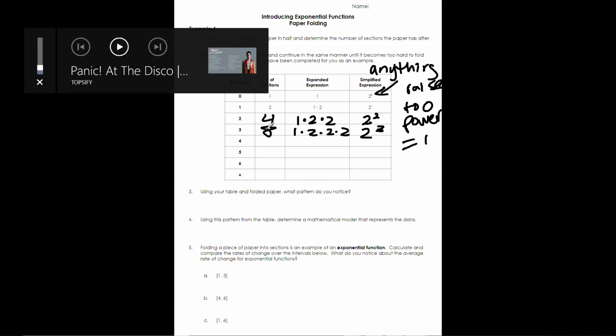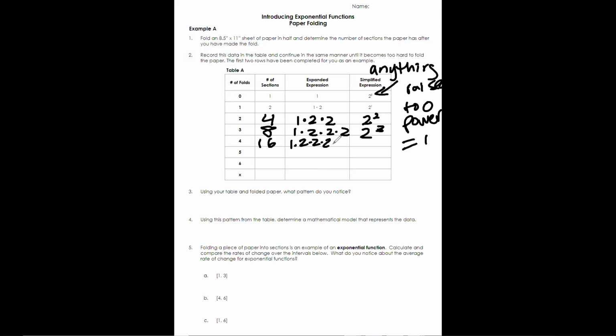So what would be the next one? So 4 sections, or I'm sorry, 4 folds would be how many sections? 16. Okay, so we would have 1 times 2 times 2 times 2 times 2, which is 2 to the 4th power, right? Now, what about 5? If we folded it 5 times, how many sections would we have? 32. 1 times 2 times 2 times 2 times 2 times 2, which is 2 to the 5th power.